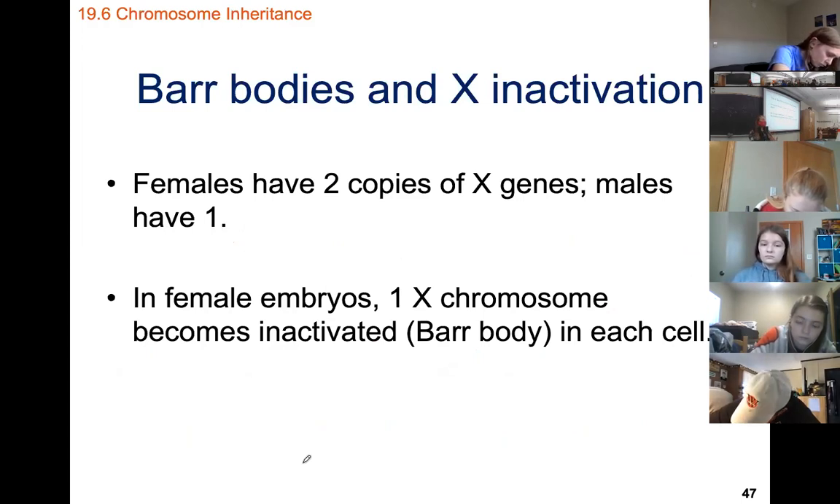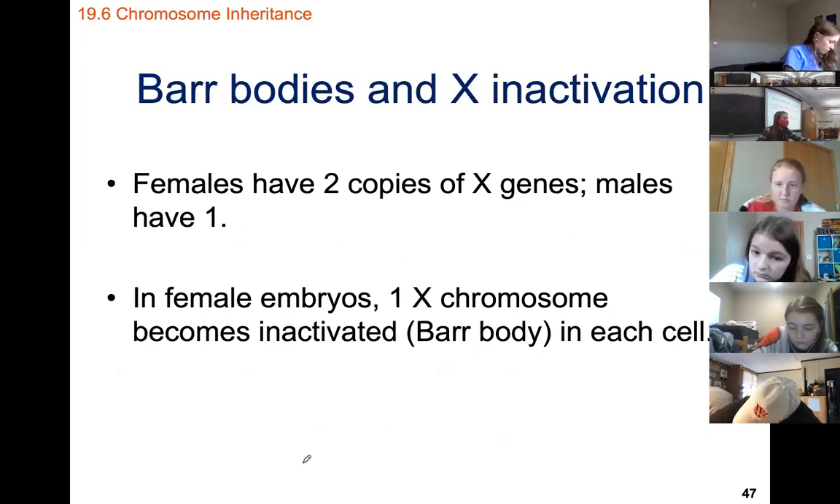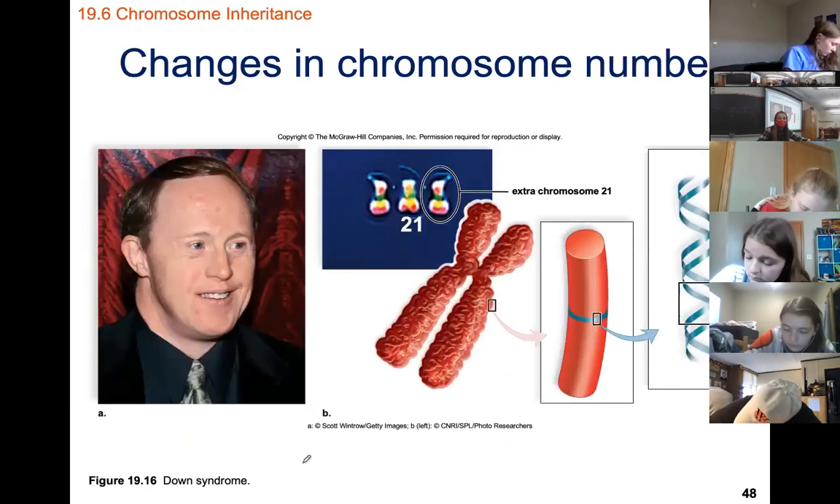Males do have 1 copy of an X, right? They are XY, so they do have an X. In female embryos, 1 X chromosome can become inactivated, and it's considered a bar body in each cell. The other way to look at this is that there can be a change in that chromosome number.